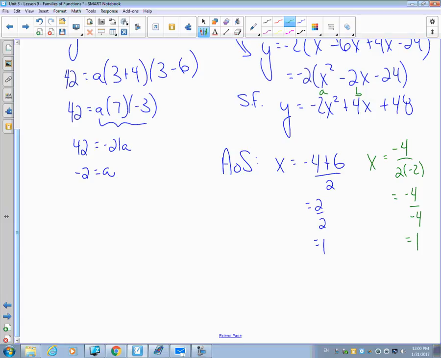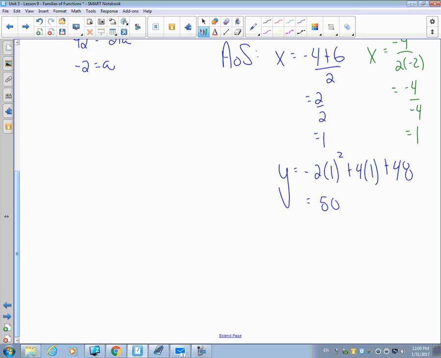I need to figure out the y part. How do I get the y? I use one of my equations. Again, I have two choices, standard form or factored form. I'm going to use standard just because I can see it on my board right now. Replacing the x with 1, because I know that's what x is, I'll plug that all in, and we'll get, what do we get there? 48 plus 4, 52, minus 2 is 50. So why was that important? Well, my vertex is 1 and 50.